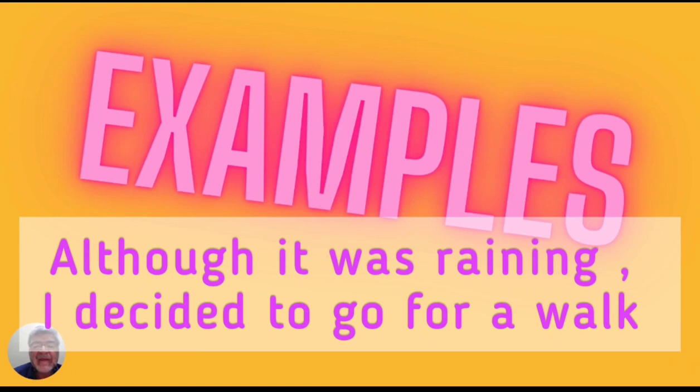Now, we're going to provide some examples to show how these sentences are made. For example, number 1: Although it was raining, I decided to go for a walk. You see that this sentence has two parts: Although it was raining, which is an incomplete sentence, plus a complete sentence which is coming after that: I decided to go for a walk.